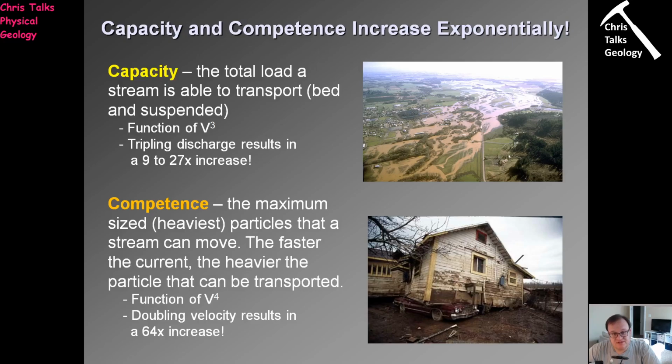So next we have competence. Competence is the maximum sized class or maximum weight of class that your river can move. Obviously, the faster the current, the heavier the particle that it can transport. So once again, competence is a function of velocity. In this case, doubling the velocity of a river results in a 64 times increase in competence. So you don't have to do very much to make your river suddenly start to be able to move things like houses and cars.